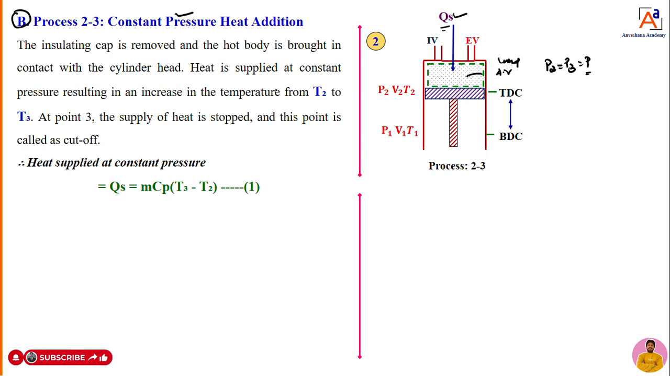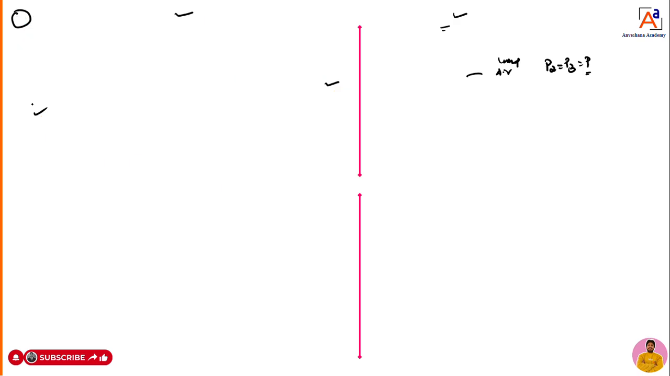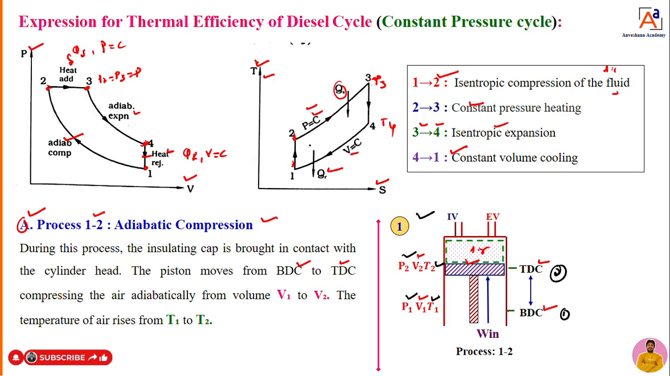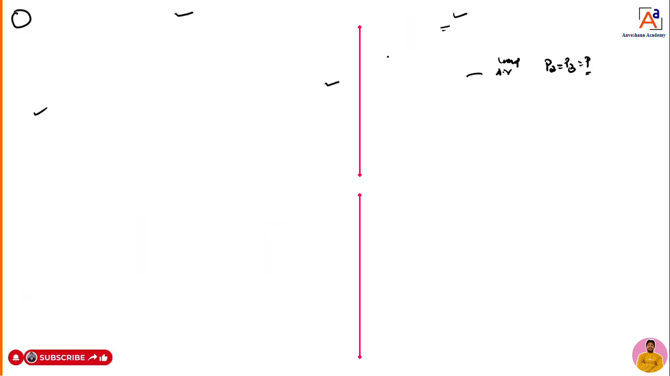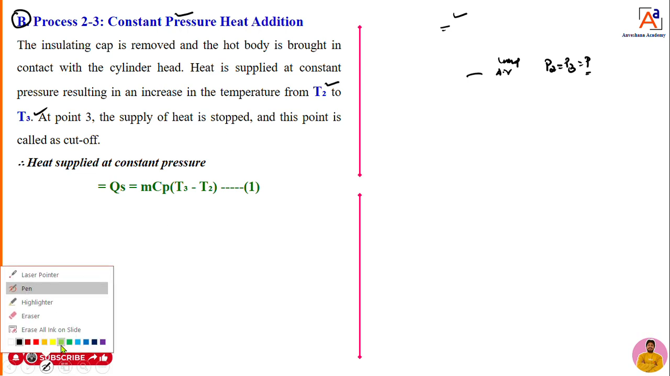But when you supply the heat, what happens now? The temperature increases from T2 to T3. You can see that in the PV diagram also, dear students. Temperature increased from T2 to T3, as well as pressure also increased from P2 to P3. Now, you have supplied a certain amount of heat. Then how much heat have you supplied? That can be calculated with the help of an equation.